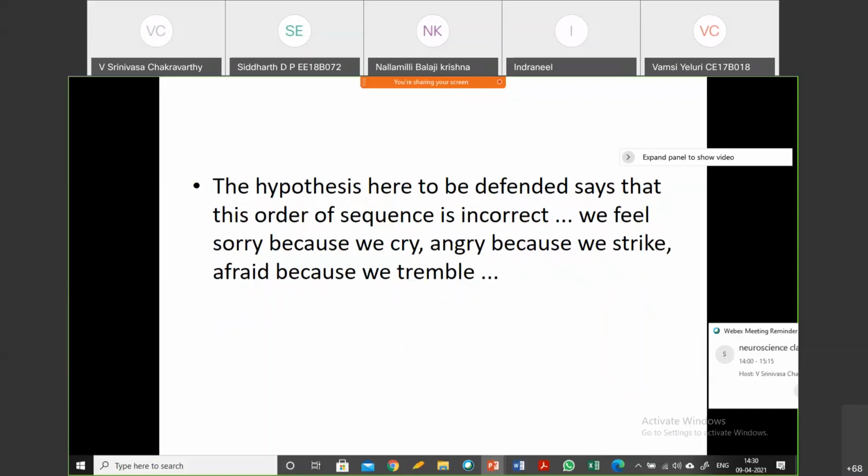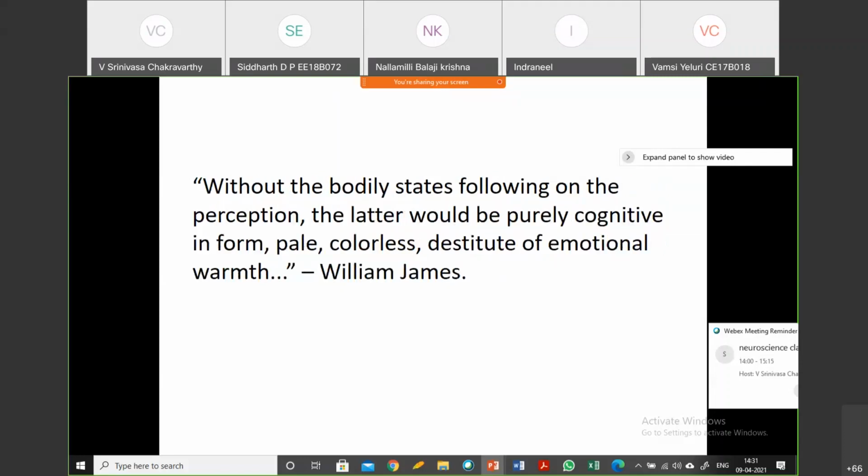The hypothesis to be defended says that this order of sequence is incorrect. We feel sorry because we cry. The act of crying is the one that really contributes to your emotion. Similarly, we are angry because we strike. The act of striking is what really contributes to your experience of emotion. We are afraid because we tremble. The physical changes of trembling are the ones which really contribute to the experience of the emotion of fear. So without the bodily changes following on the perception, the latter would be purely cognitive in form, pale, colorless, destitute of emotional warmth. So that's the main thing.